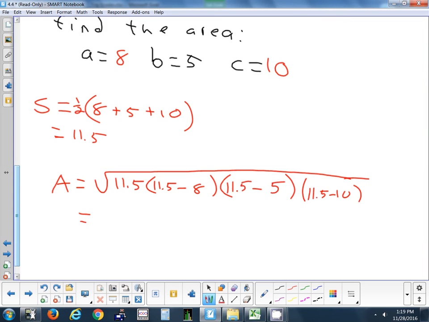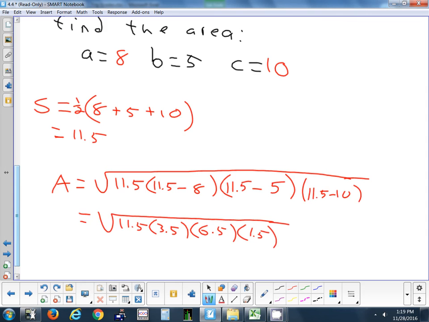Okay, before I multiply it, there's a couple pieces of arithmetic I can do out. What's 11 and a half minus 8? Yeah, Eden? 3.5. Okay, Haley, what's 11 and a half minus 5? 6.5. Yep, 6.5. And Shannon, what's 11 and a half minus 10? 1.5. 1.5.